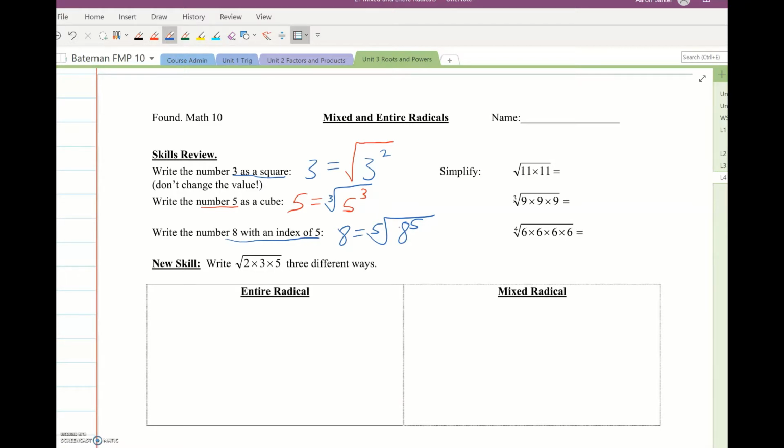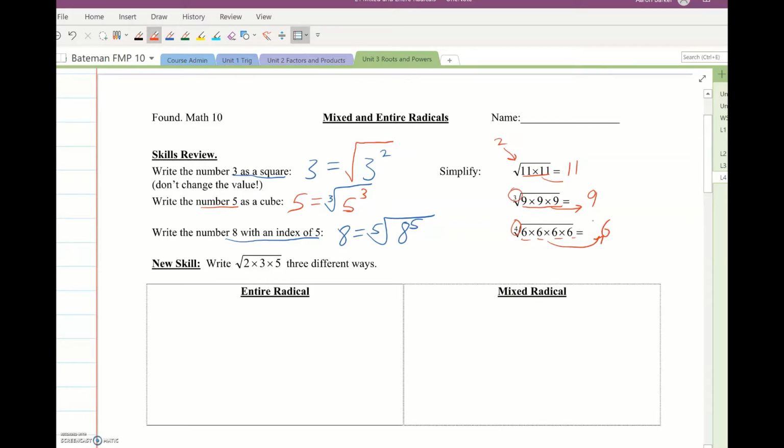All right, so using that idea, you can combine that here, go the other direction. Since our index is a 2, we will be looking for pairs, so we can take this out, and this simply equals 11. And here we have 3 of the same number, and our index is 3, so we can take that out and equal 9. Index is 4, we need 4 of the identical numbers, we can take it out, and the answer is 6.